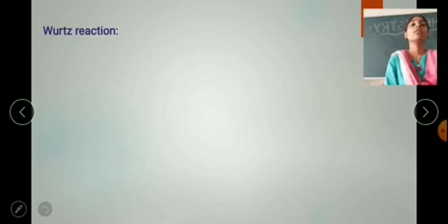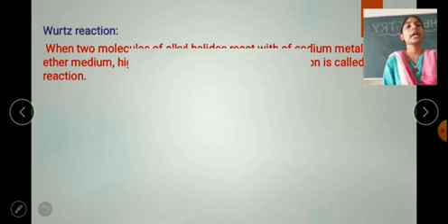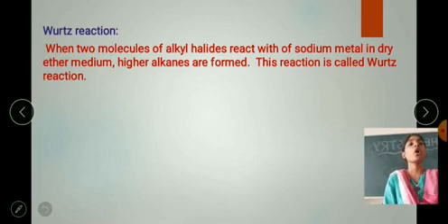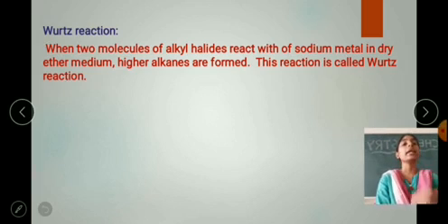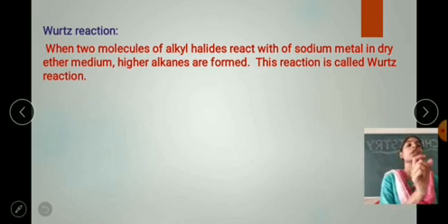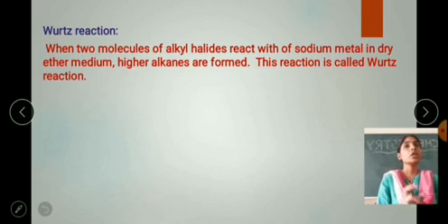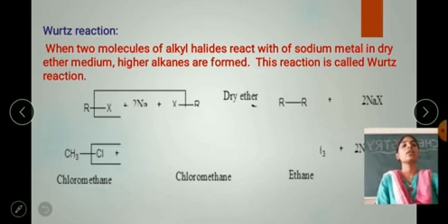Next is the Wurtz reaction. In this reaction, when two molecules of alkyl halides react with sodium metal in dry ether medium, higher alkanes are formed. Here also we use dry ether as a medium. In the Grignard reagent we use the metal magnesium, whereas in the Wurtz reaction, alkyl halide is treated with sodium metal in dry ether medium to give higher alkanes. This reaction is called the Wurtz reaction.